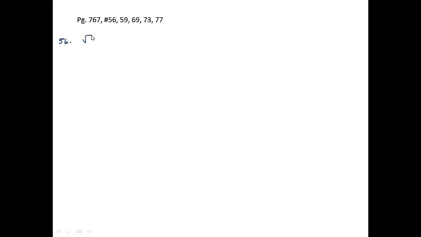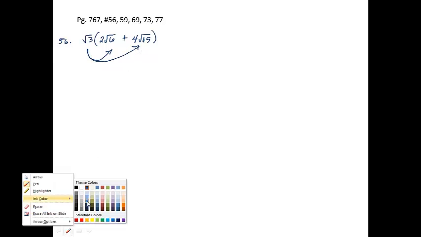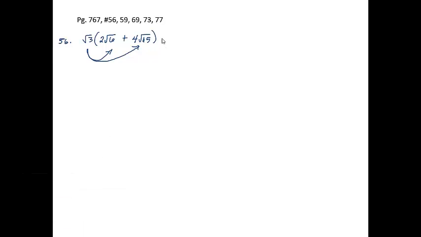So it says the square root of 3 times 2 square roots of 6 plus 4 square roots of 15. Okay, so we're going to multiply this like we normally multiply with our polynomials, right? So the square root of 3 is on the outside, so I must distribute and multiply him by every term in the inside of the parentheses. So the leading coefficient here is a 1.